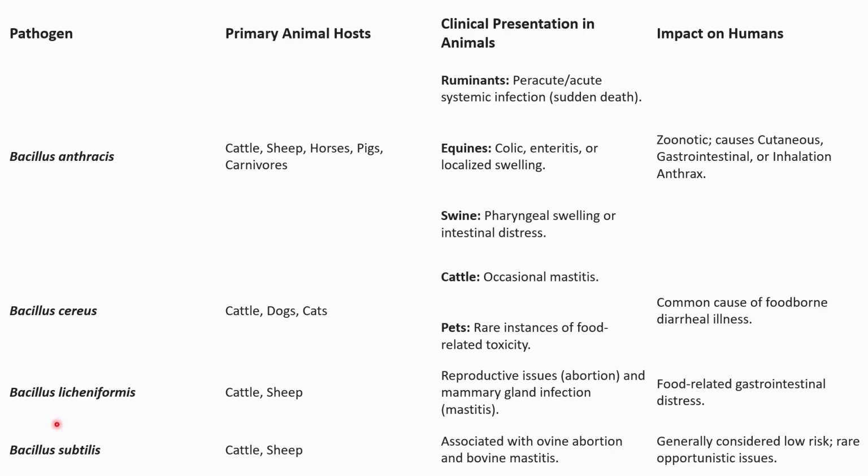Next species is Bacillus licheniformis. Its primary animal hosts are cattle and sheep. It will result in reproductive issues like abortions and mastitis in ruminants. And in humans, the same, food-related gastrointestinal distress. The last one is Bacillus subtilis. It also affects ruminants like cattle and sheep, and it is associated with, again, abortion and bovine mastitis. In the case of humans, it is considered low risk, with rare opportunistic issues.